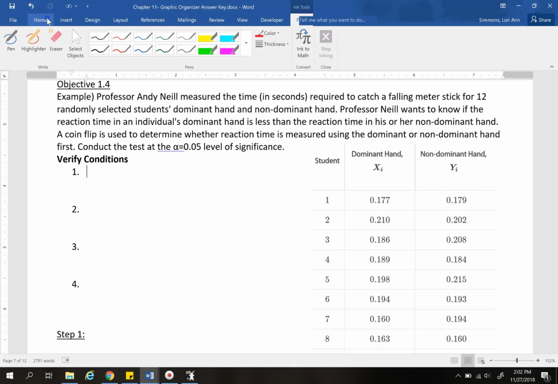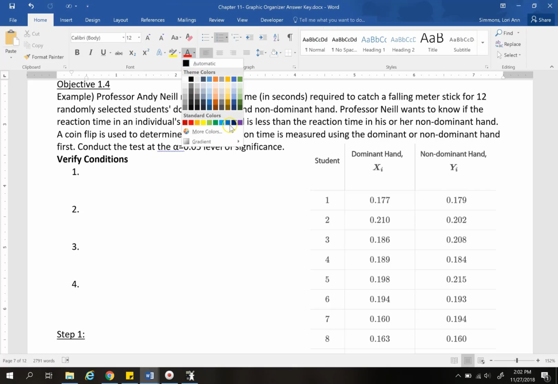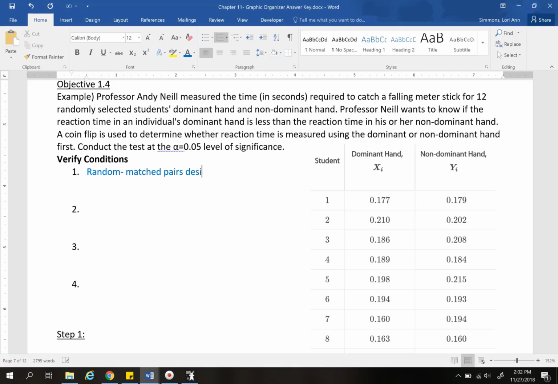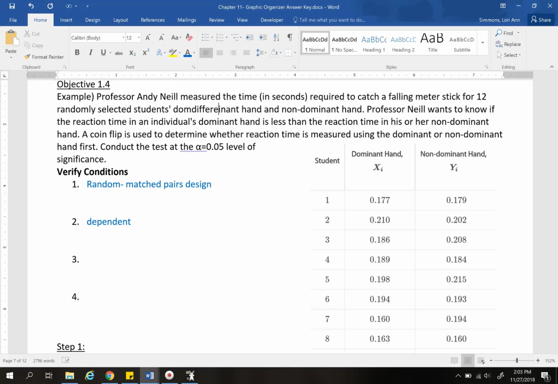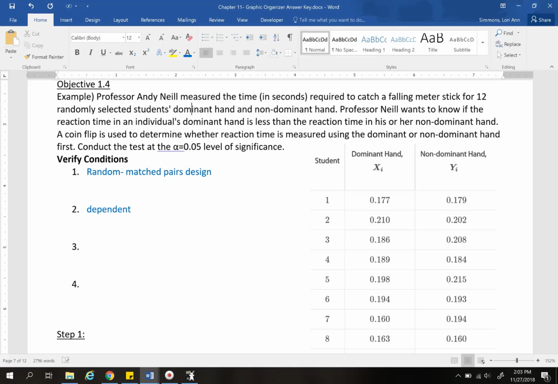So the first criteria or condition was to be random. We're flipping a coin, so that's random. And it is a matched pairs design because we have your dominant hand, and then your non-dominant hand. Second condition needs to be dependent. It is dependent. Then we need to, step 3, the differences need to be normally distributed.